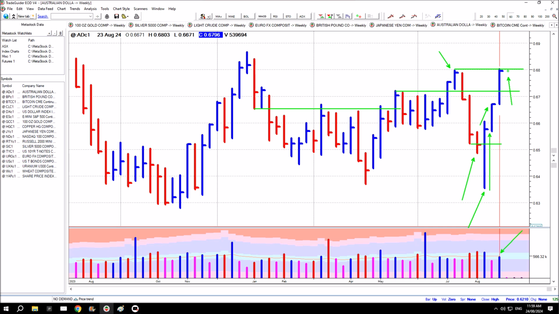I think there'll probably be some testing for supply in response, similar to the euro and the British pound. So looking for some testing for supply in response next week in here, and the depth and duration of that period of consolidation will be important.